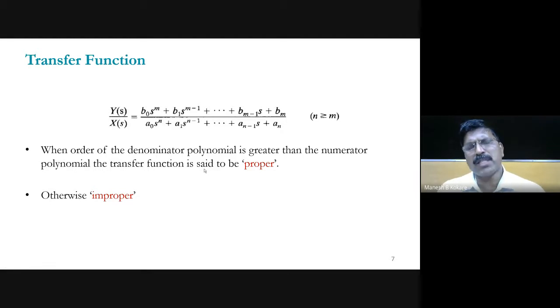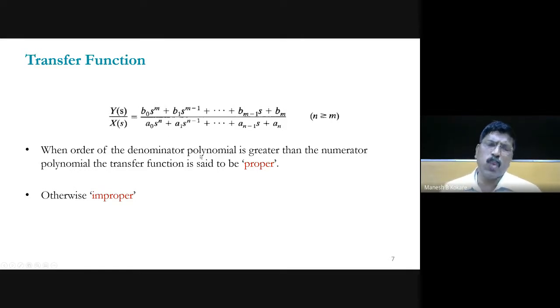And for a strictly proper transfer function, the value of n should be greater than m. It should not be equal. Then that is called a strictly proper transfer function. But if n is greater than or equal to m, then the transfer function is considered a proper transfer function. And otherwise, if n is less than m, then the transfer function is considered an improper transfer function.